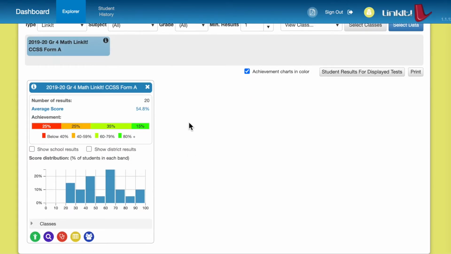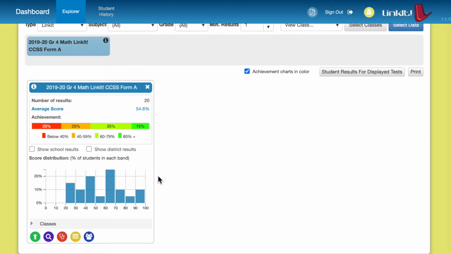First thing I can do is see that I have 20 students who took it with an average score of 55%. These assignments all have the same level of rigor. So if I administer this at the beginning of the year, I would expect to see a lower score than if I administer it at the end of the year. Ideally, if these are fourth grade standards, by the end of the year, I would expect to see a much higher score. So this was administered mid-year, so 55% feels about right.